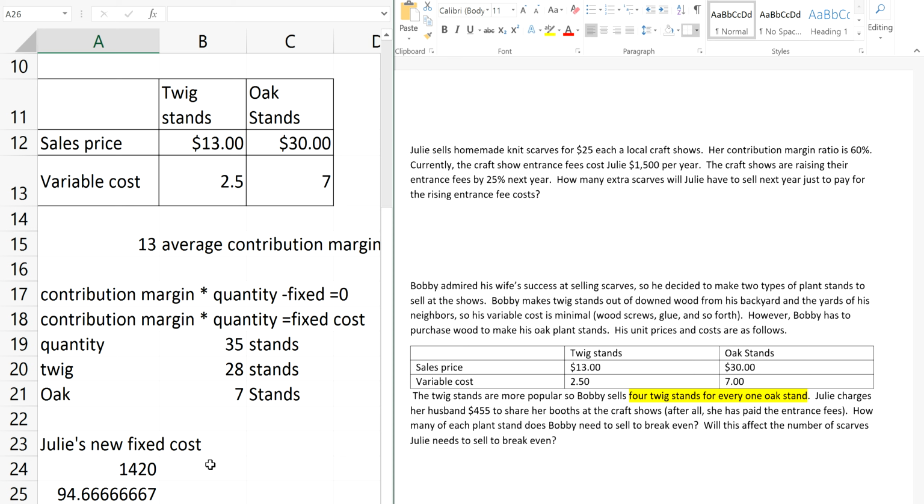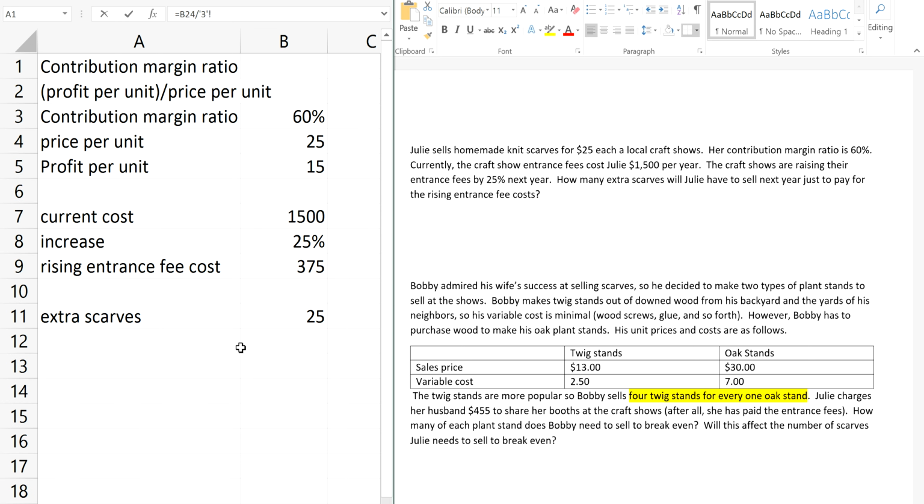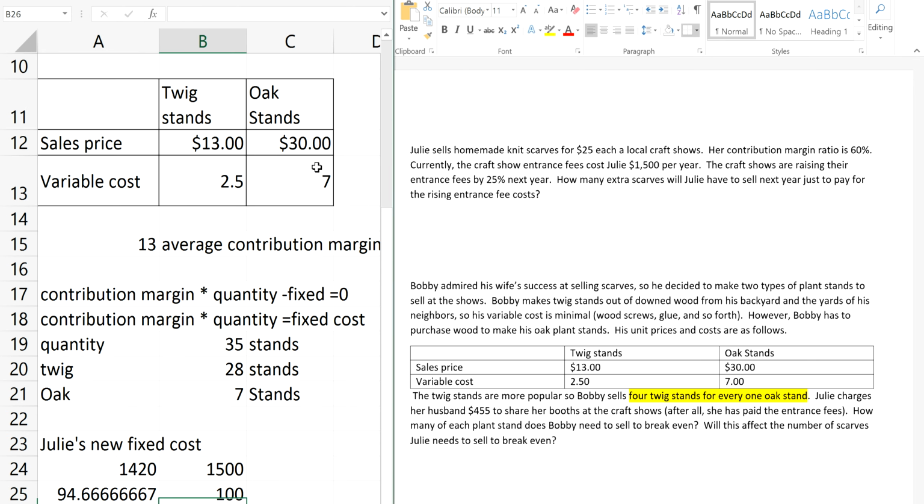So for her, she's better off because she can now sell less compared to before. Because if you do 1,500, she will need to sell 100 just to break even. So for her, by having her husband join the business, she can not only offset the increased cost in the entrance fee, she's also able to sell less to break even.